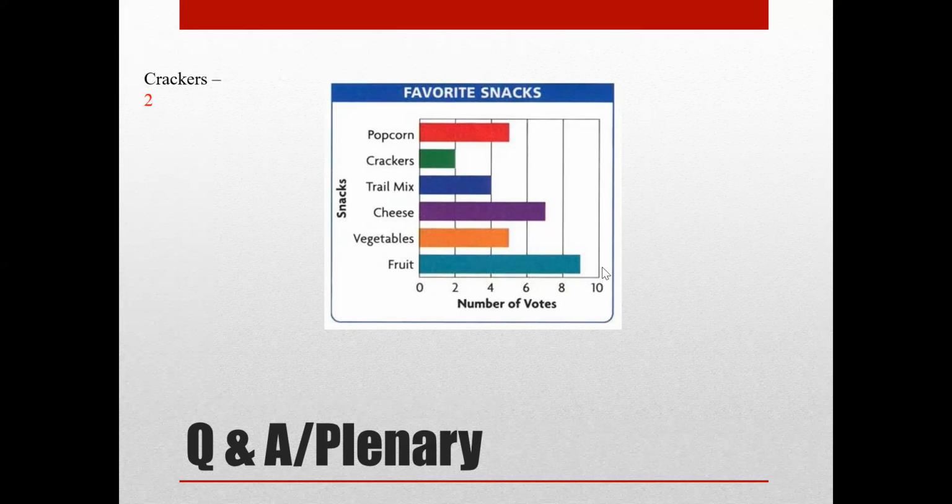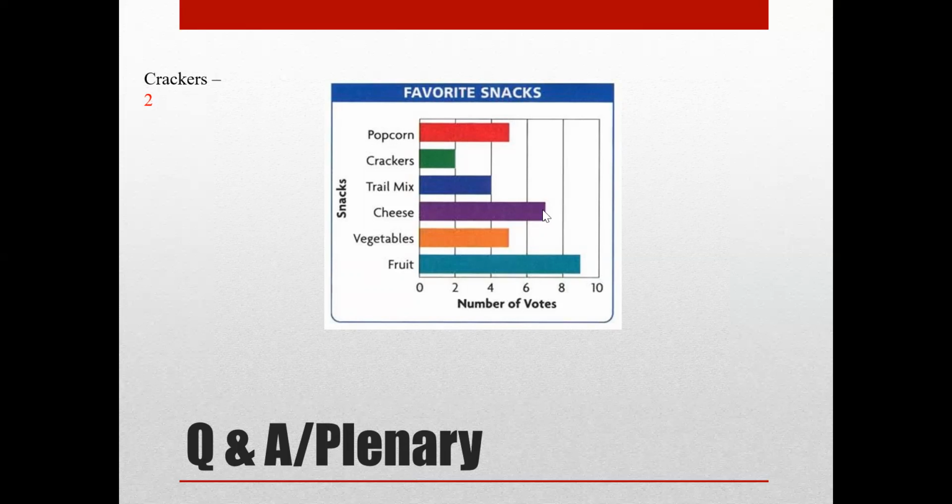Now, I want to highlight this very important point. You will not see number 1 here, or you'll not see number 3 here. It's because even numbers are taken here. And if a line, let's say, ends between 2 numbers, you automatically know that it's the number in between. For example, how many children chose vegetables? This line ends between 4 and 6, which means about 5 children chose vegetables.